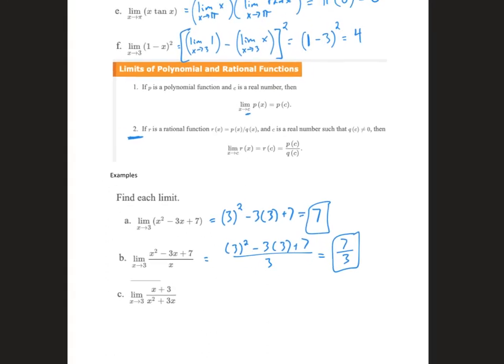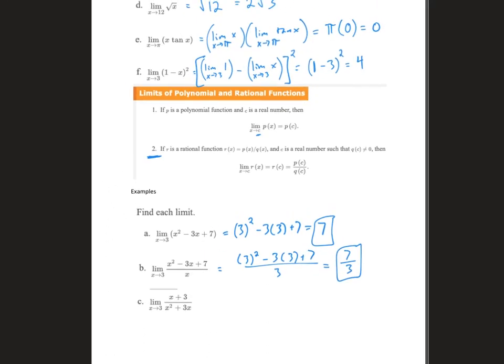And part C, the limit of x plus 3 over x squared plus 3x as x approaches 3. If I plug in a 3 to that denominator, I get 3 squared plus 3 times 3. That's fine. So 3 plus 3 over 3 squared plus 3 times 3. So I get 6 divided by 9 plus 9 is 18. 6 divided by 18, we can simplify that to be 1/3.